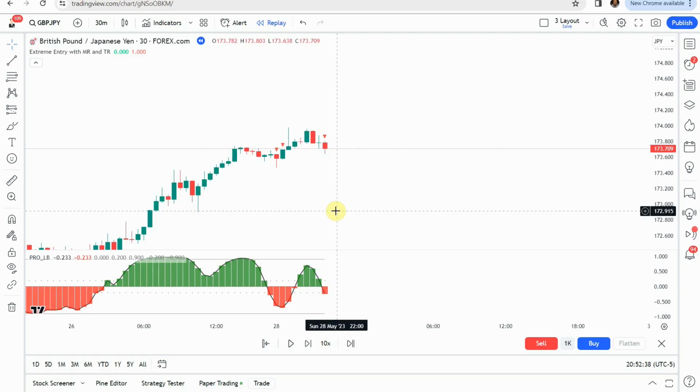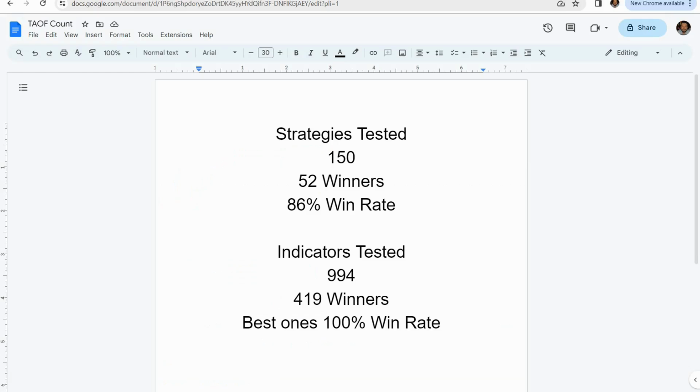Alright, as I said, today we will be testing a 30-minute day trading strategy. Before we do though, I wanted to put the testing scoreboard up for everyone to see. So to date, we have tested a total of 150 different strategies, with 52 of them being winners. The best one so far was able to achieve an 86% win rate. That is the Academy of Forex strategy with the Z-score probability indicator.